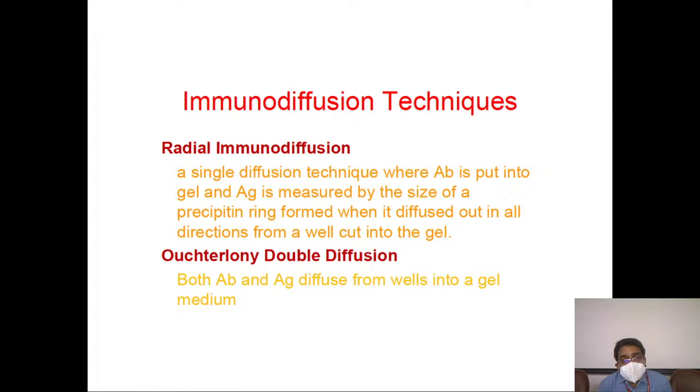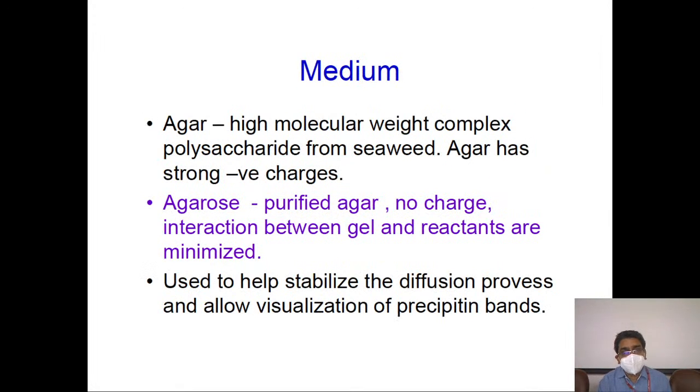Radial immunodiffusion is a single diffusion technique where antibody is put into the gel throughout, and antigen is measured by the size of the precipitin ring formed when it diffuses out in all directions from the well which is cut into the gel. Another is double diffusion, called Ouchterlony double diffusion, if you can remember the names. In this, both antigen and antibody diffuse from wells into a gel medium. We will talk about it.